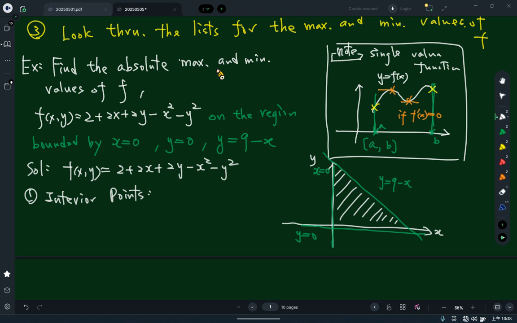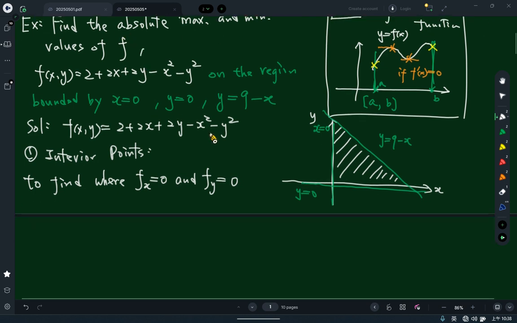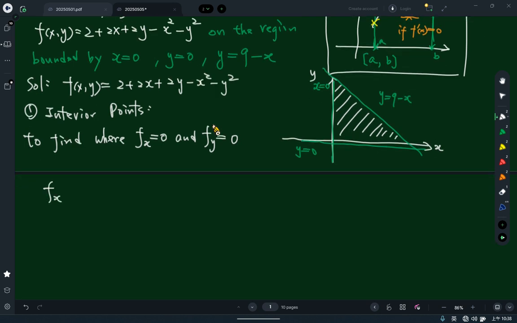Okay, so if we want to focus on the interior point, we must find, is there any candidate that happens within the region? So for the interior point, what we need to do is to find where partial f partial x is equal to 0 and partial f partial y is equal to 0, right? So if we calculate partial f partial x, it will be 2 minus 2x.